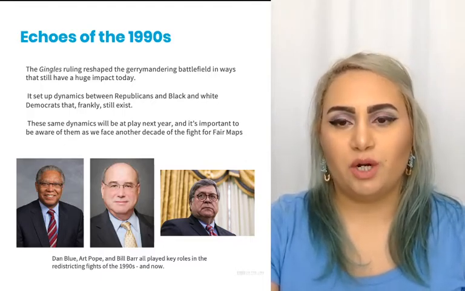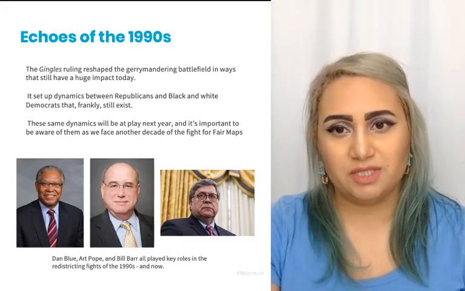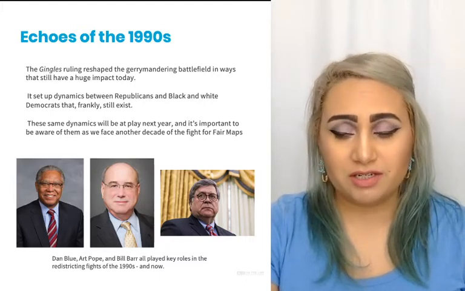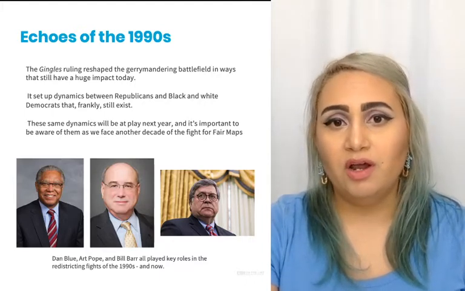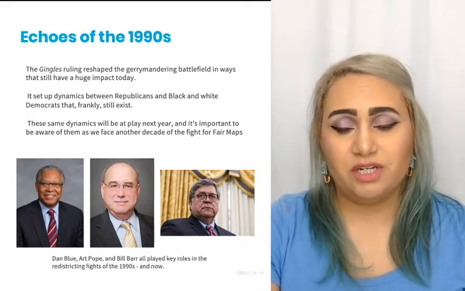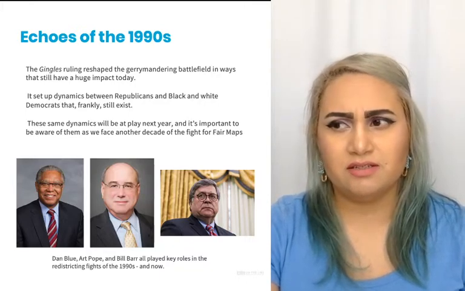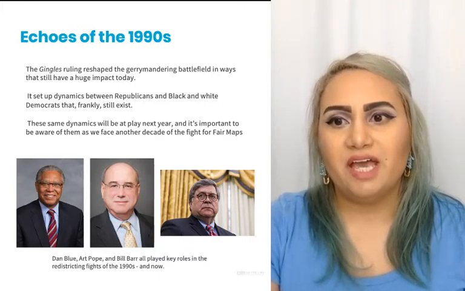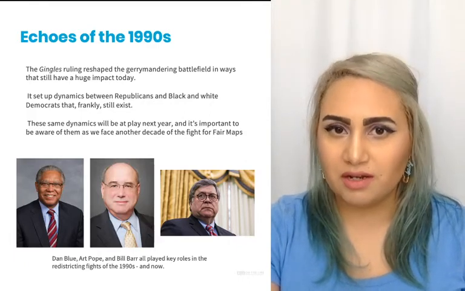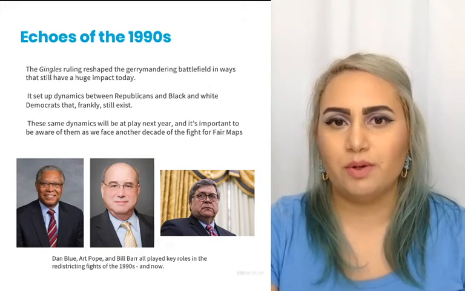Senator Dan Blue is the current Senate Minority Leader, and back then he was in the legislature, in leadership. Art Pope, who you probably have already heard a ton about, a huge Republican donor, was involved in these cases, and is currently being appointed to the UNC Board of Governors, an institution that I think he doesn't really like. And then Bill Barr, who was Attorney General at the time in the 90s and is also Attorney General now, which tells you a lot about what's going on in 2020.